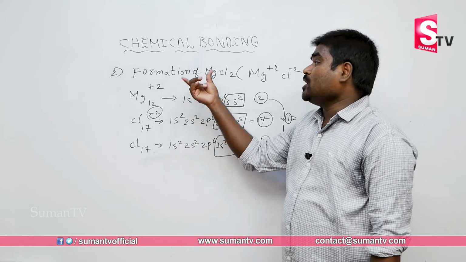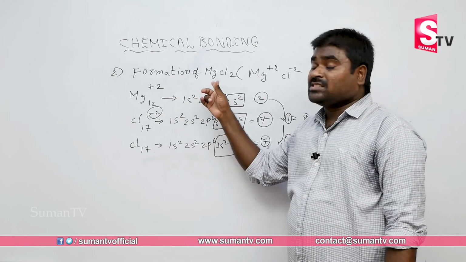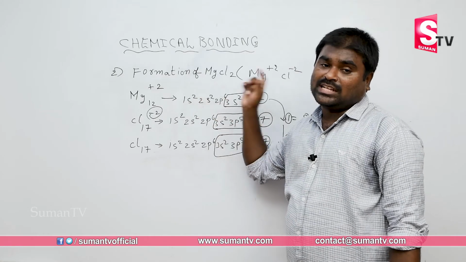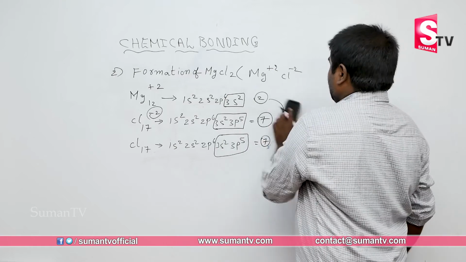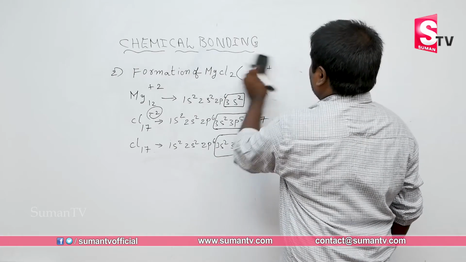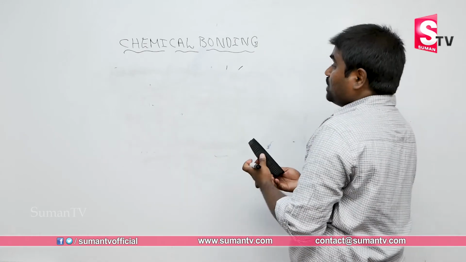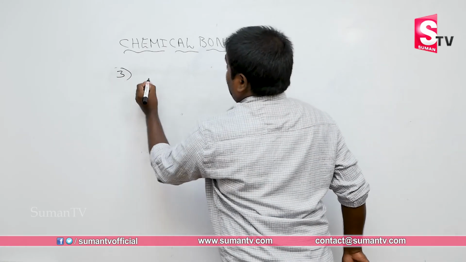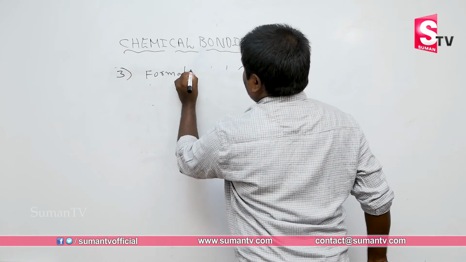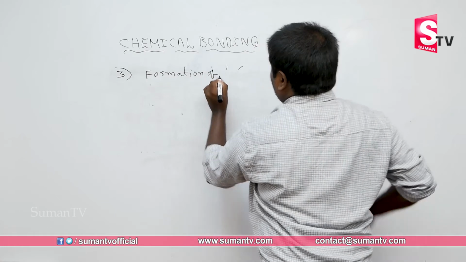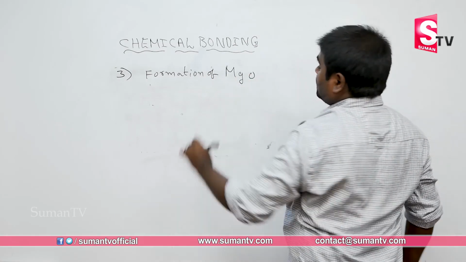In ionic bonding, children, we have seen 2 examples. What are those? The formation of sodium chloride and the formation of magnesium chloride. And next, children, we will see one more example. The third example we are going to take is the formation of magnesium oxide. Check it, children.